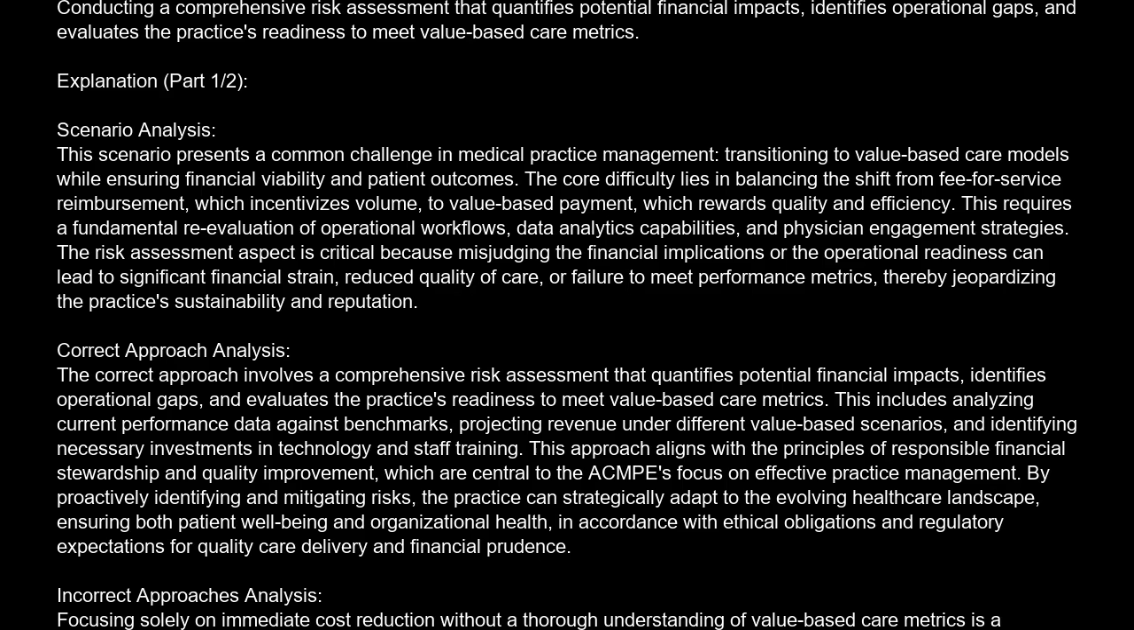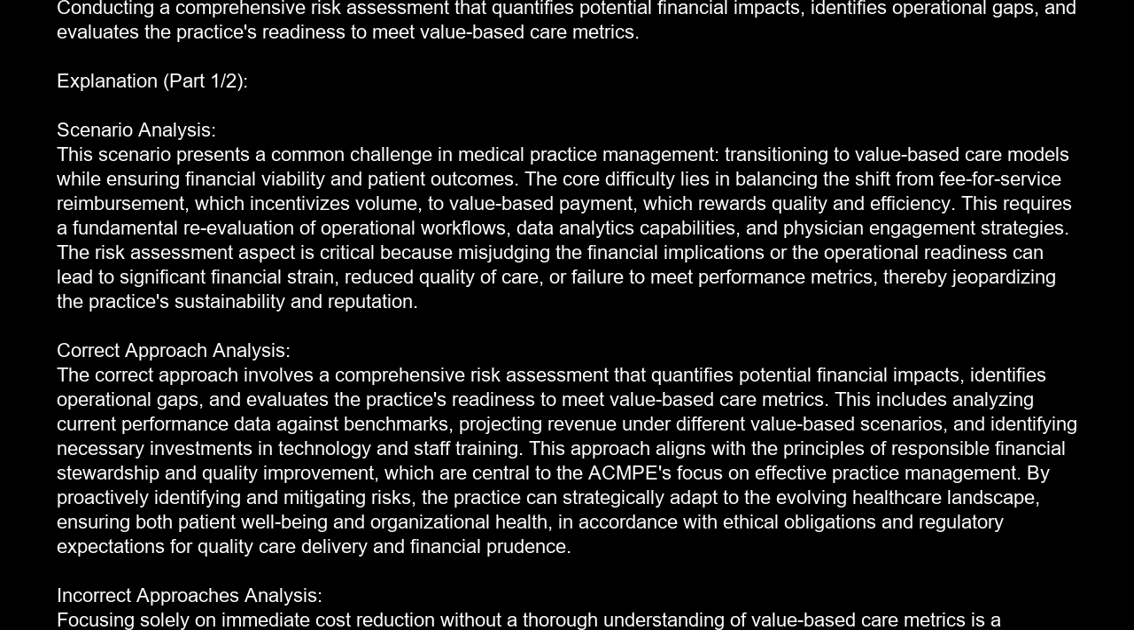The risk assessment aspect is critical because misjudging the financial implications or the operational readiness can lead to significant financial strain, reduced quality of care, or failure to meet performance metrics, thereby jeopardizing the practice's sustainability and reputation.